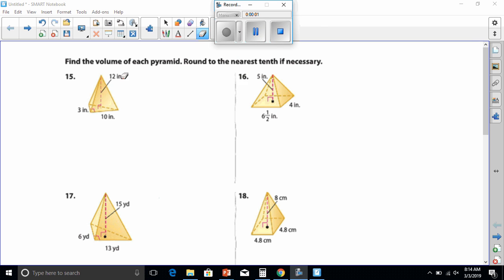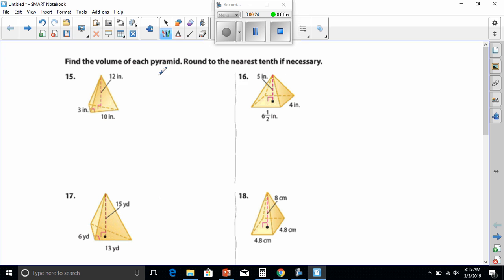All right, today we're going to be learning the volume of a pyramid. I'm going to do 15 and 16 today because if I do 15, all the odd ones, you're going to learn how to do the area of a triangular base pyramid, but you won't know how to do the area of a square base pyramid, which you will need to know.